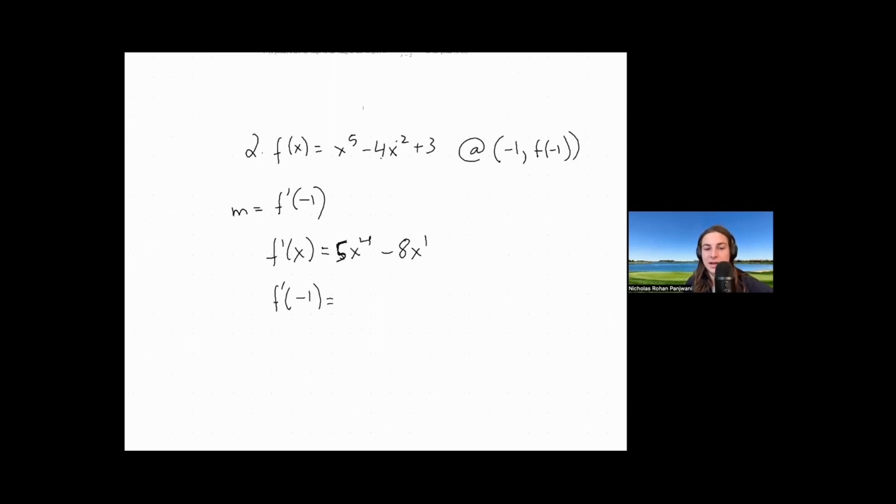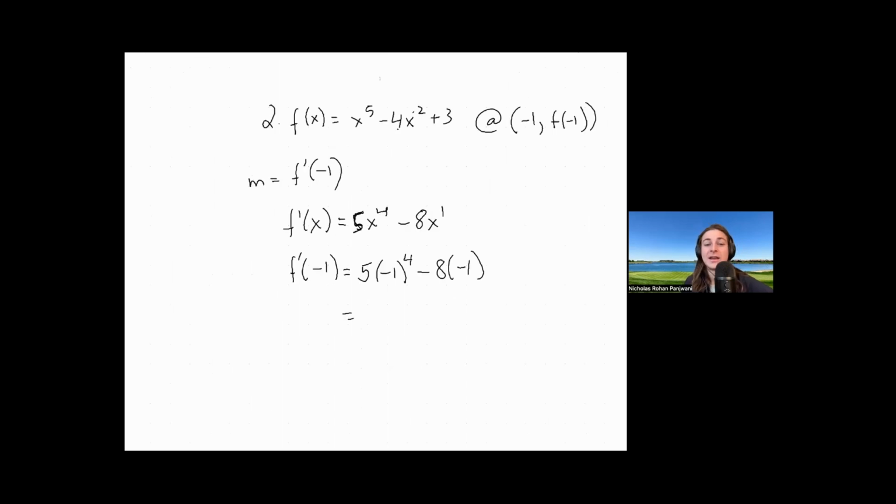So 5 times negative 1 to the power of 4 minus 8 times negative 1 to the power of 1, which is just itself. Negative 1 to the fourth. So negative 1 times negative 1 times negative 1 times negative 1. Do that in your head if you want to. Figure it out. Negative 1 to the fourth is positive 1.